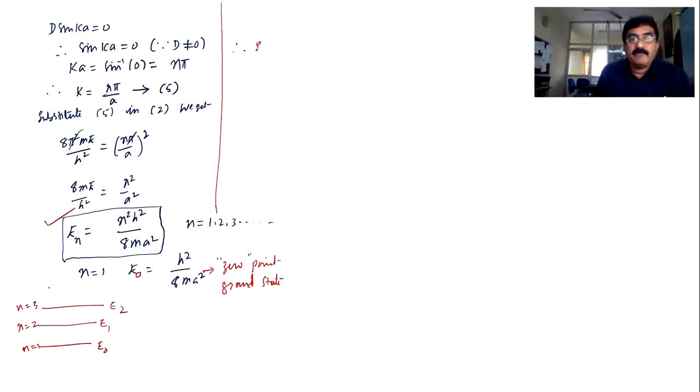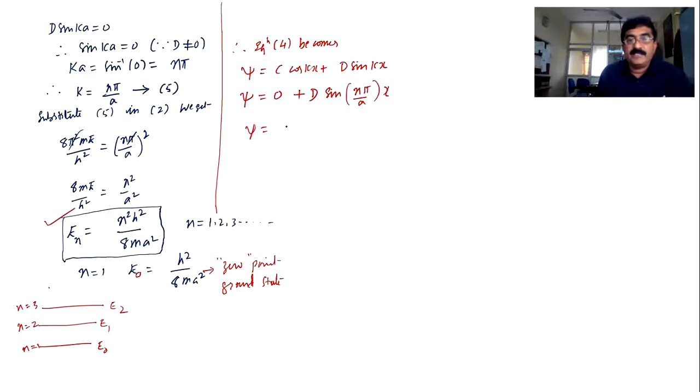Therefore equation 4 becomes, what is equation 4? Psi is equal to C cos kx plus D sin kx. Now substitute for C, that is 0, plus D sin of k, which is n pi by a, into x. Therefore psi is equal to D sin n pi by a into x. This is my equation number 6.